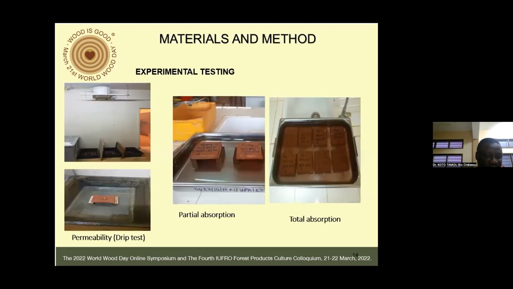The specimens with dimensions of 10 by 10 by 2 cubic centimeters were subjected to a dry test according to the permeability test of the CRATerre Laboratory Manual. This test consists of subjecting the specimens to regular falls of drops of water from a height of 2.5 meters at the rate of 1 drop per second until perforation or deterioration of the specimen.